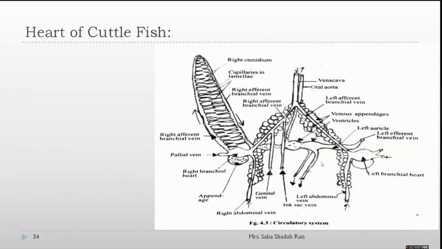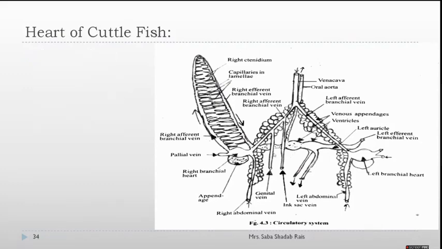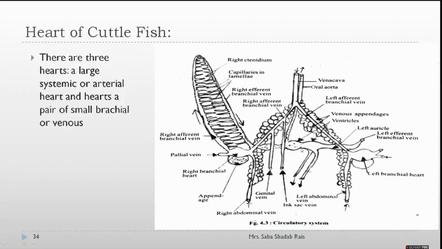Now let us discuss the hearts of Sepia. First, as I just told, they have three hearts. So you will find a middle heart. The middle heart is known as the arterial heart, and two hearts are there, right and left. These are called the branchial hearts. This arterial heart or middle heart is the main heart. It is going to supply the oxygenated blood to the complete body, and these branchial hearts will be supplied with the venous blood. All right. So let us discuss the hearts in detail. This systemic heart we will talk about first.